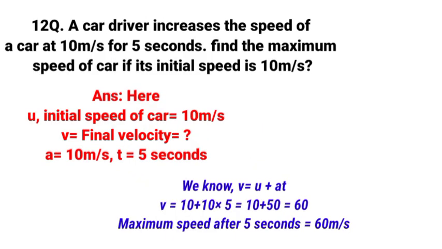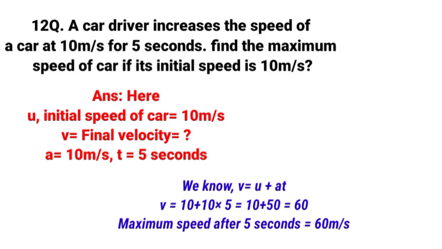Now let's solve another problem. A car driver increases the speed of a car at 10 meters per second square for 5 seconds. Find the maximum speed of the car if its initial speed is 10 meters per second. We already know the initial velocity of the car is 10 meters per second, and the acceleration is also 10 meters per second square. Here the given time is 5 seconds. Now we have to find the final velocity of the car. So for solving this problem, we will take the formula V equals U plus a t.